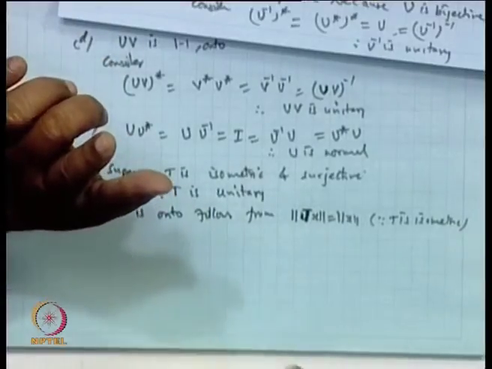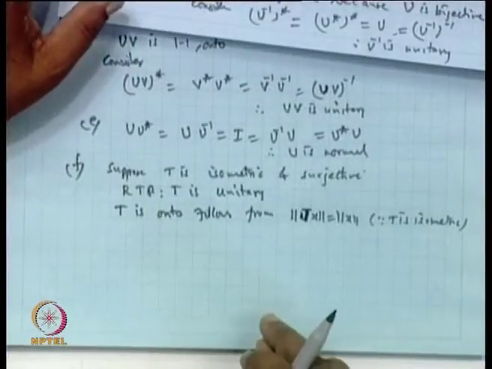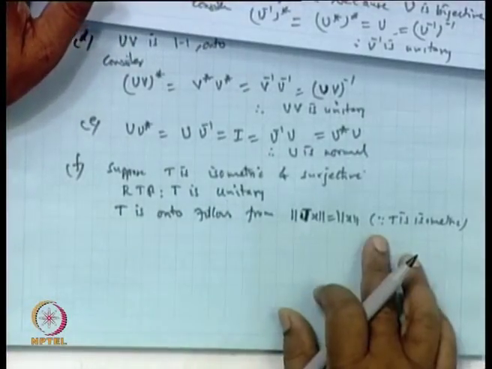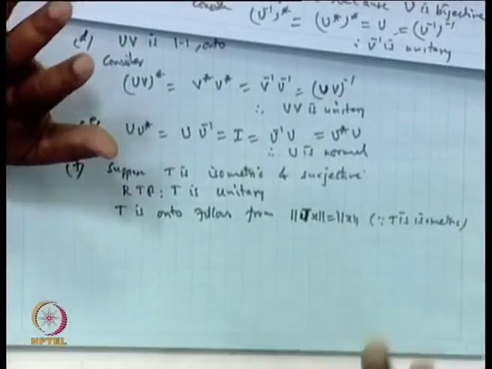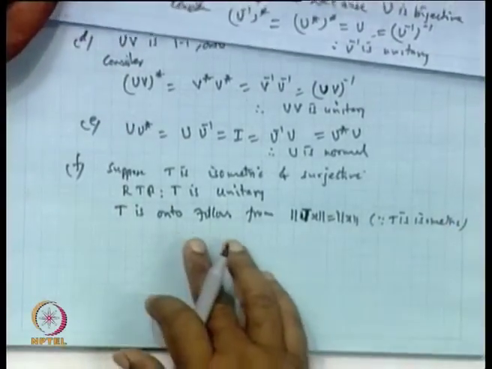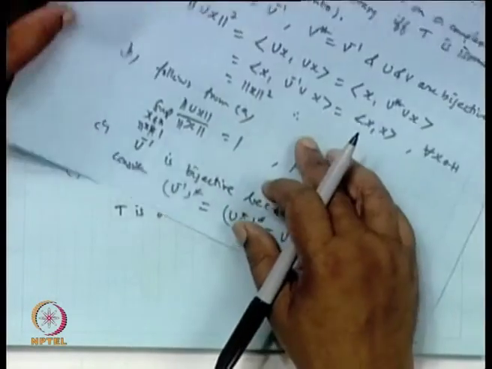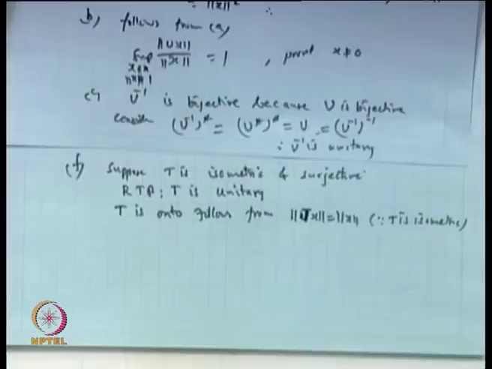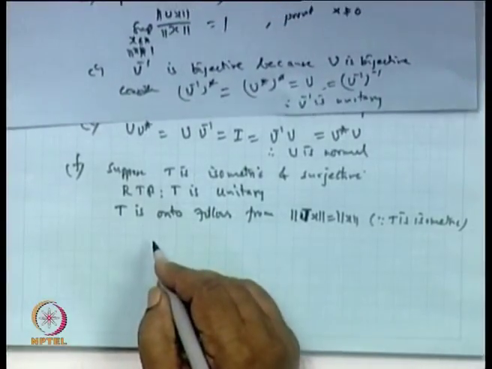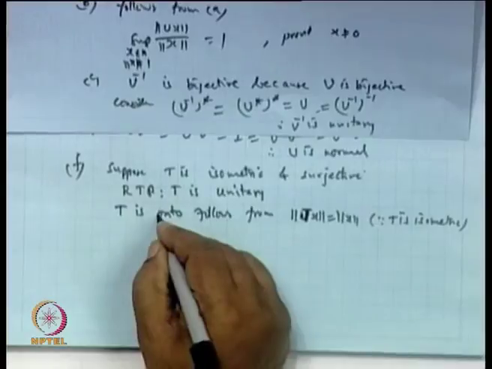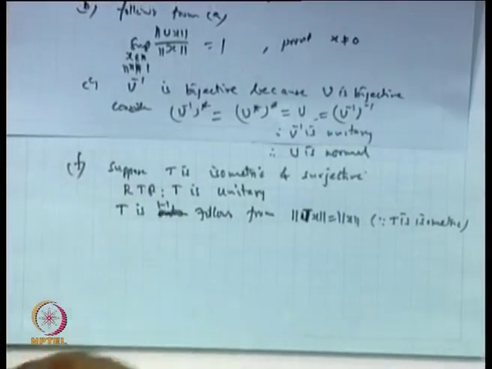And this is true for every x. So there will be a one-one mapping, corresponding to each x you are getting Tx. So for two different x1 and x2, Tx1 will be different from Tx2, is it not? So the one-oneness follows from this. Because T is isometric, T is one-one follows from there.